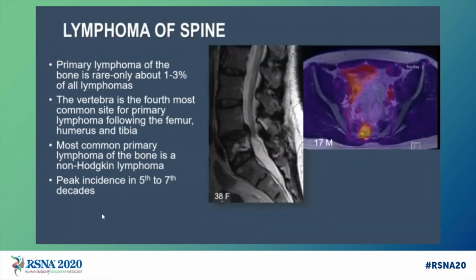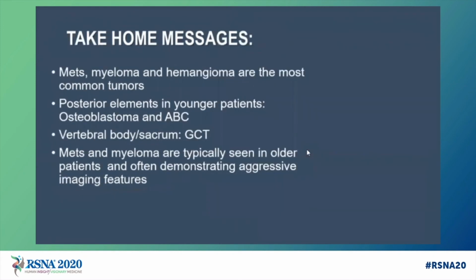Lymphoma of the spine: primary lymphoma is rare, in about 1 to 3% of all lymphomas. Vertebra is the number 4 site after femur, humerus, and tibia. The majority are secondary lymphoma. So when you see a lymphoma lesion, always look for other lesions. And peak incidence is 5th to 7th decade. Here's a pathologic fracture from lymphoma in L5, and another patient, a younger 17-year-old, with a sacral lesion and associated soft tissue mass on this T2-weighted image with PET fusion.